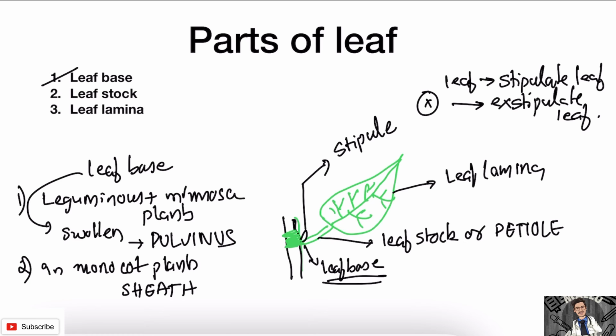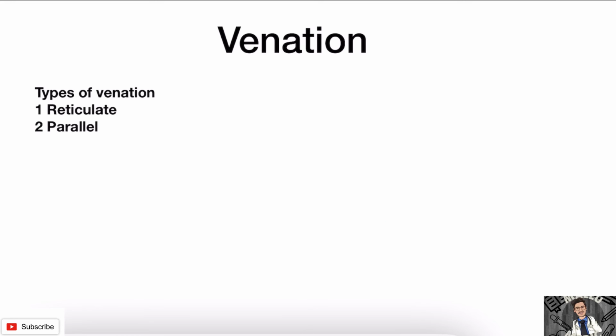All right, so that's about the parts of the leaves. Now let us look at the venation. What do you understand by the term venation? It's the arrangement of the veins on the leaf lamina.